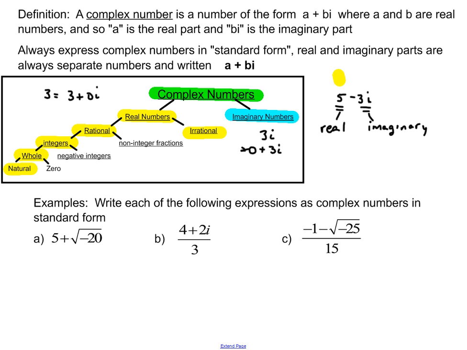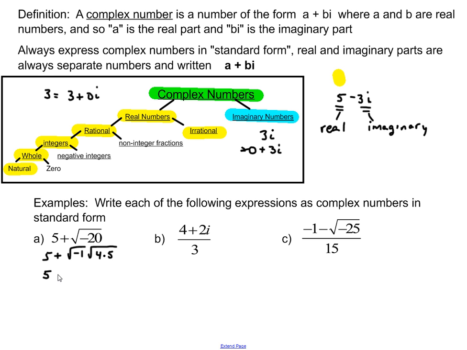All right, so let's go through a couple of examples where we have to write each of the following expressions as complex numbers in standard form. First, 5 plus the square root of negative 20. Well, we've encountered this animal, the square root of negative 20, before. We rewrite this expression so that we can simplify our radical. And whenever we see that negative, we drag that negative 1 out as a separate entity, and then we handle whatever's left. And in this case, 20 is the same thing as 4 times 5.